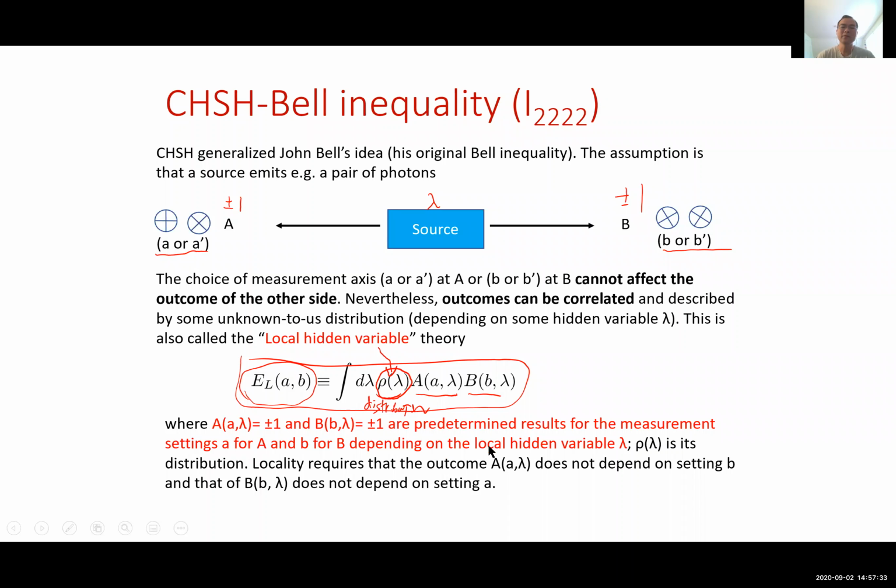Okay, and there's also a constraint that whatever the outcome on the A side, it should not depend on the measurement setting on the B side, whether it's B or B prime. That should not affect what you would measure the statistic on this side. And it's obvious here because this is a separate value, right? So whatever A measures does not depend on B. And here describes their joint measurement.